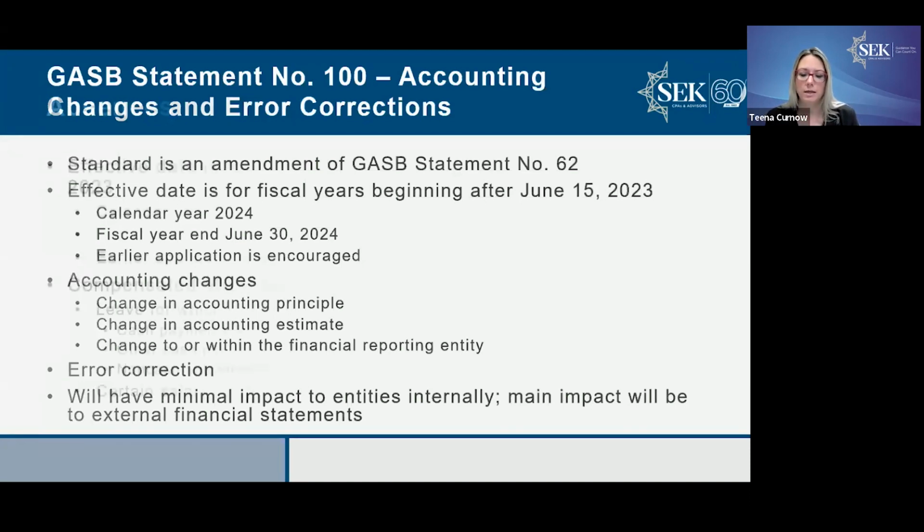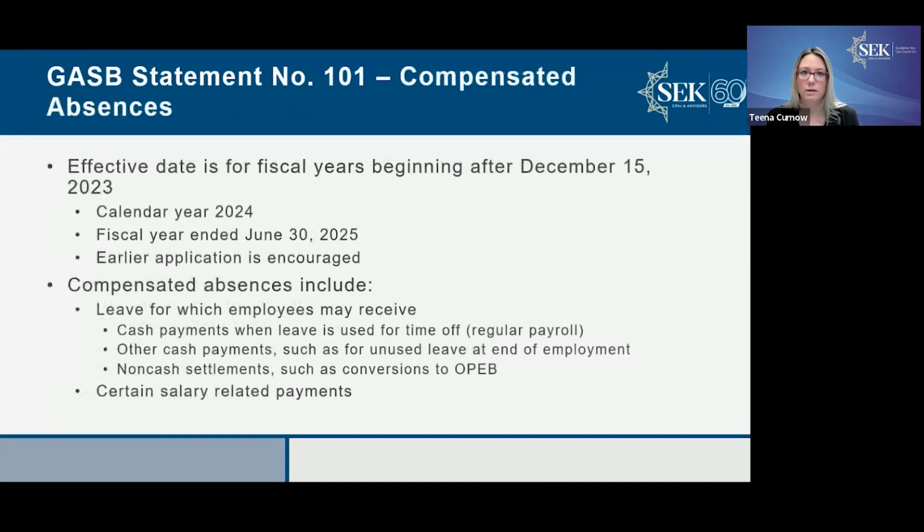The next one is Statement 101, and that is compensated absences. So again, nothing new. A lot of you are already reporting compensated absences, but just kind of a refreshed look that they took on the standard and have some updates for it. The effective date for this is for years beginning after December 15th, 23. So calendar year 24 again, but for fiscal years, for June 30 ends, it would be June 30, 25. It includes leave for employees that could be any of the following you see there.